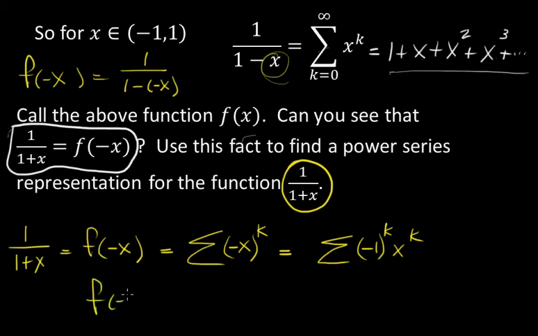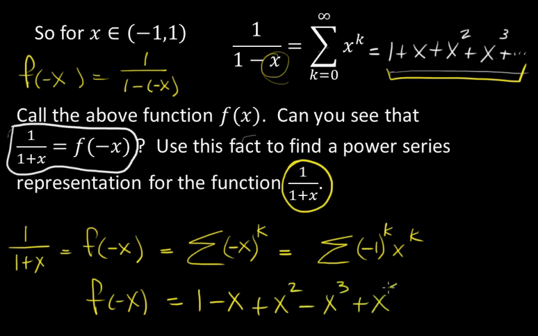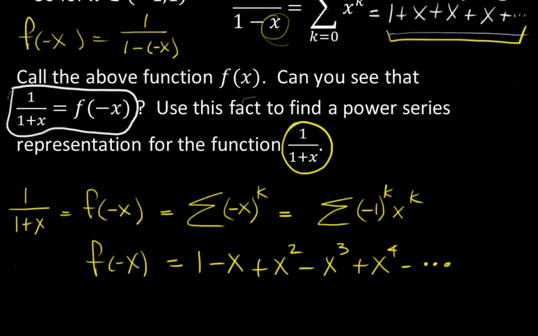Now, this is also okay. f of minus x is equal to, now I'm just going to put in minus x here. So I would get 1 minus x plus x squared minus x cubed plus x to the fourth minus dot dot dot. These are exactly the same. And if you prefer to work with the polynomial looking form of this series, it's absolutely fine.